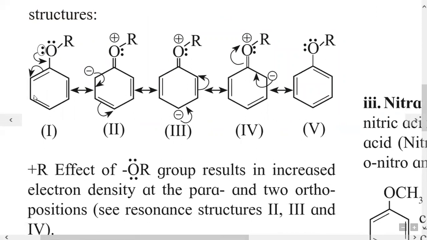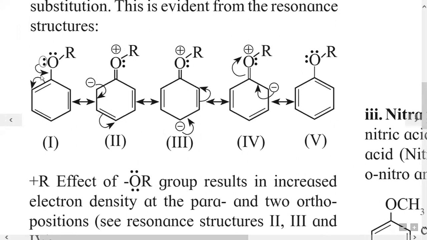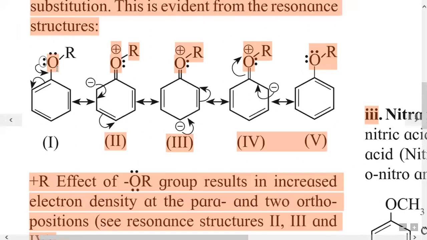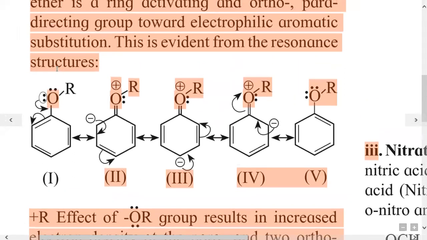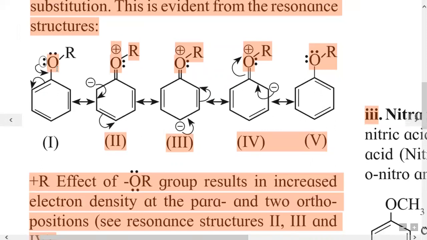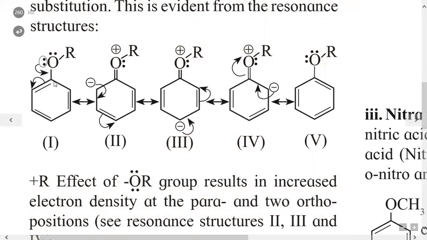So this is a general formula for aryl alkyl ether. Here the lone pair of electrons present on oxygen is delocalized in the aromatic ring from the ortho position, then at the para position, then at the second ortho position, and finally again delocalized on the oxygen atom. In this way, we can draw these 5 resonance structures for the aryl alkyl ether, which stabilizes these resonance structures and activates ortho and para positions.